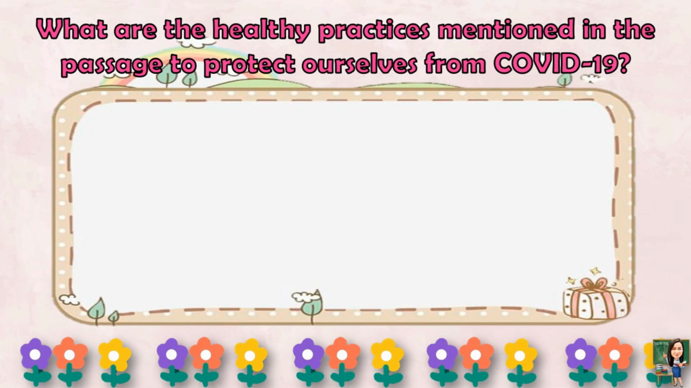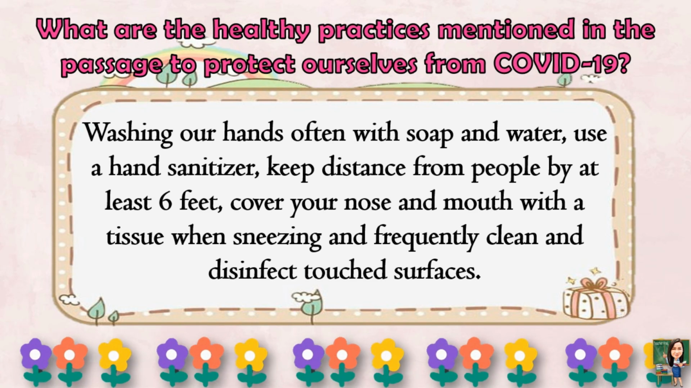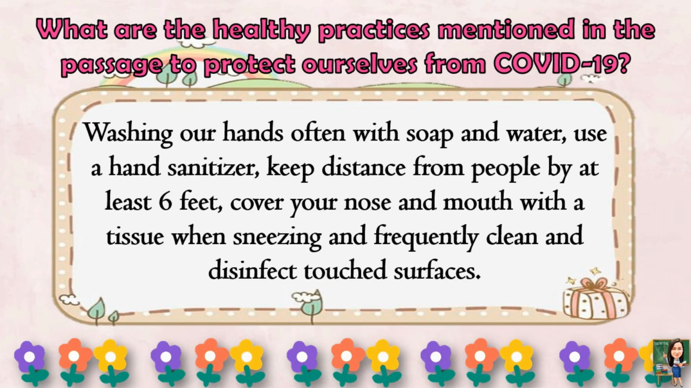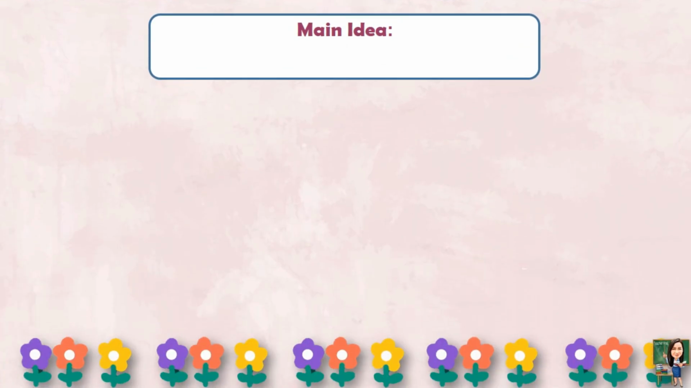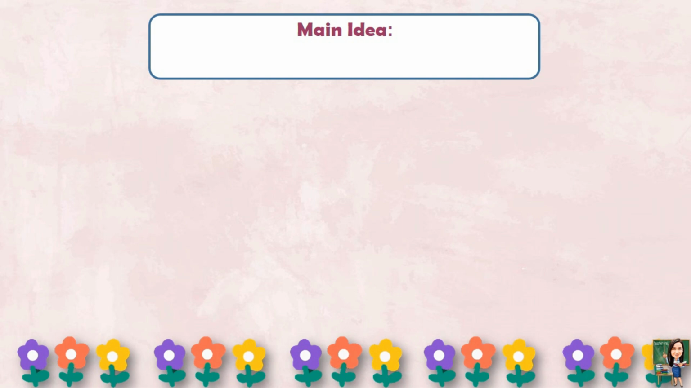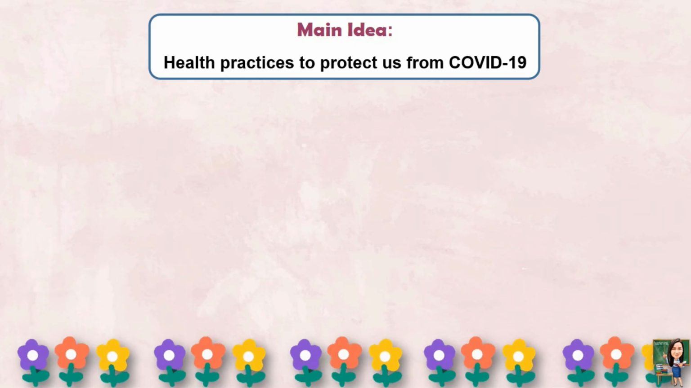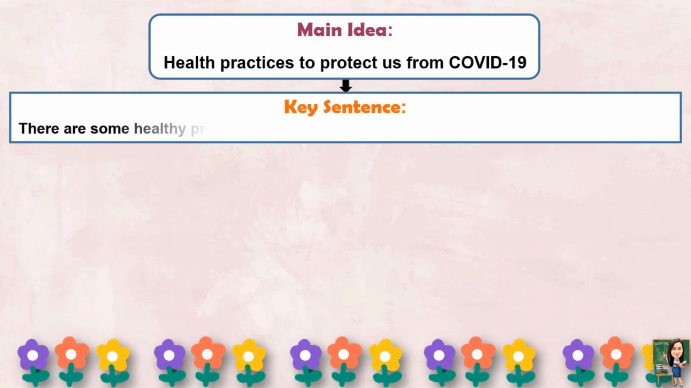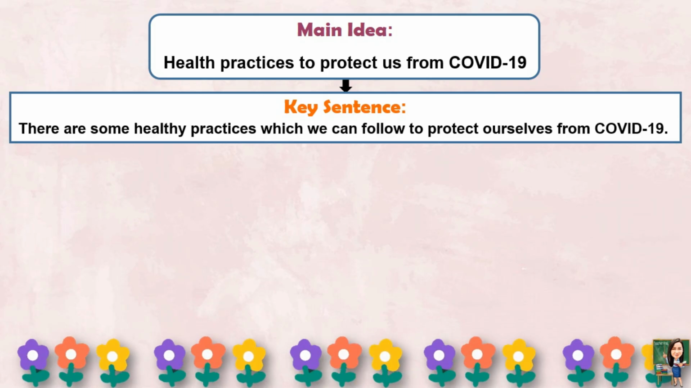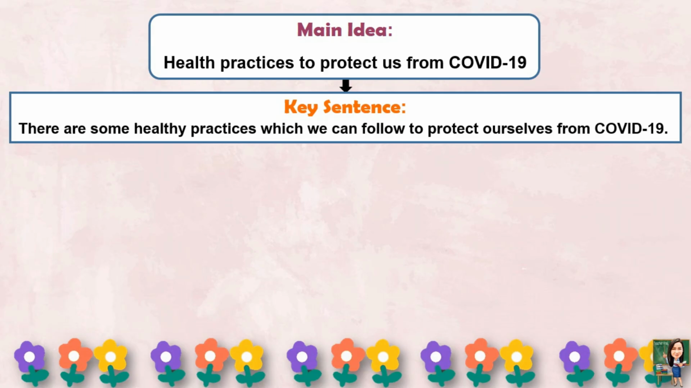Very good! These are washing our hands often with soap and water, using a hand sanitizer, keeping distance from people by at least 6 feet, covering your nose and mouth with a tissue when sneezing, and frequently cleaning and disinfecting touch surfaces. I'll show you a graphic organizer. So the main idea of the passage is healthy practices to protect us from COVID-19. And then next, the key sentence is, there are some healthy practices which we can follow to protect ourselves from COVID-19.